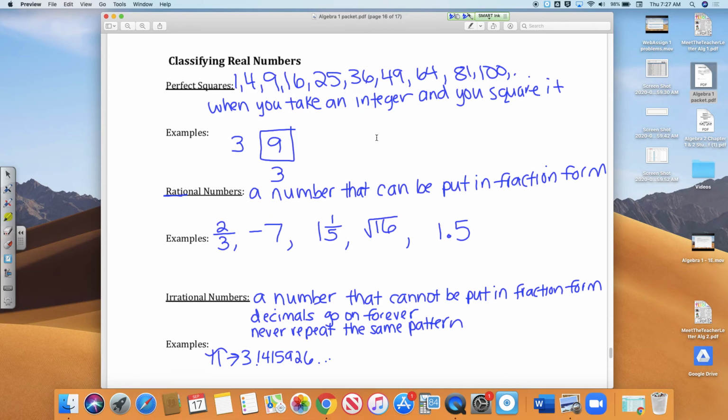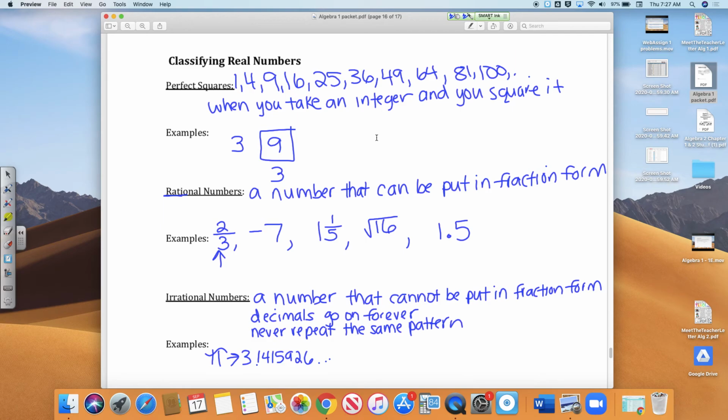When these numbers do have a pattern, you can put it into a fraction form. For example, 2/3 up here. 2/3 is a rational number, but if you do 2 divided by 3 on your calculator, it says 0.666666, and so on. That pattern does repeat, and when you have repeating patterns, that means it can be put into fraction form. Non-repeating patterns means it cannot be put into fraction form.